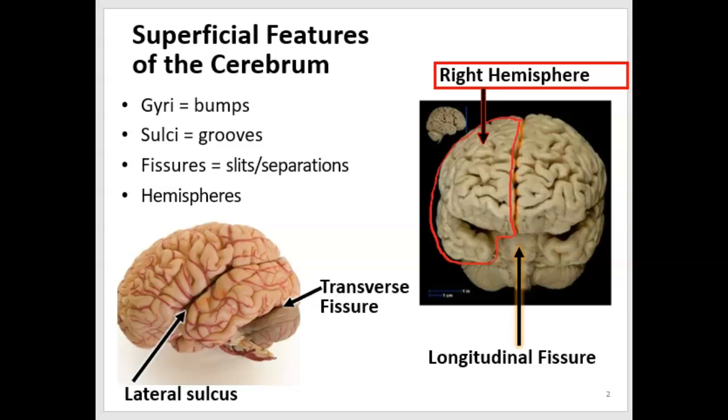The picture on the right shows the location of the longitudinal fissure, sometimes called the medial longitudinal fissure, other times called the sagittal longitudinal fissure. It's right in the midline of the cerebrum, and it separates the cerebrum into right and left hemispheres.